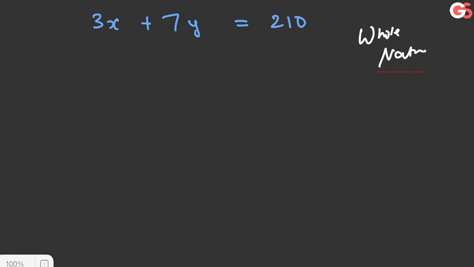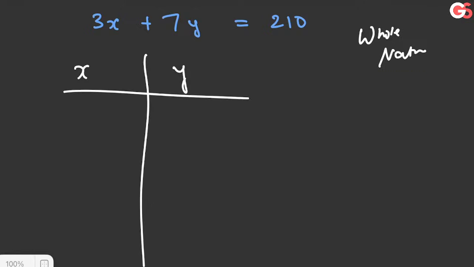Let's say we have 3x plus 7y is equal to 210. Now, I need the whole number solutions and the natural ones also. There are two parts of the question: one is whole, the other is natural. So for x and y, I can see that 3 into 70 is 210. So if x is 70, y is 0. Wow, I got the first solution, right?